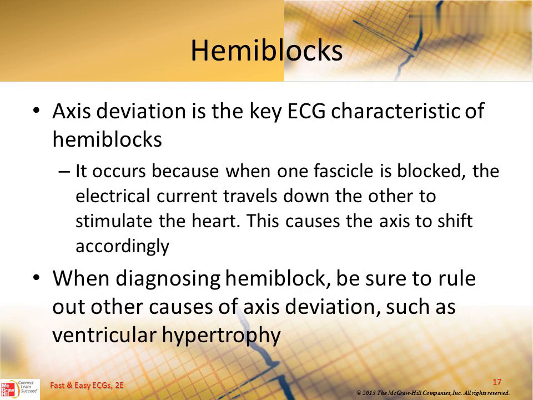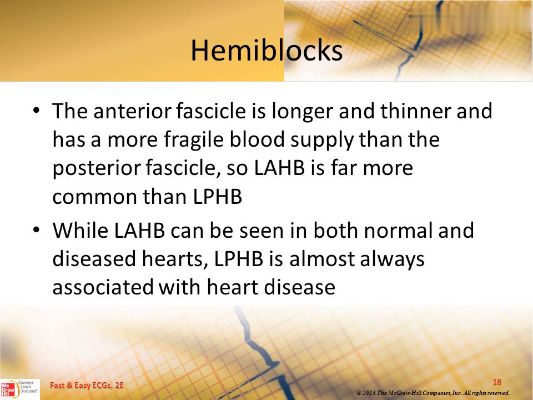Axis deviation is the key ECG characteristic of hemiblocks. It occurs because when one fascicle is blocked, the electrical current travels down the other to stimulate the heart. This causes the axis to shift accordingly. When diagnosing hemiblock, be sure to rule out other causes of axis deviation, such as ventricular hypertrophy.